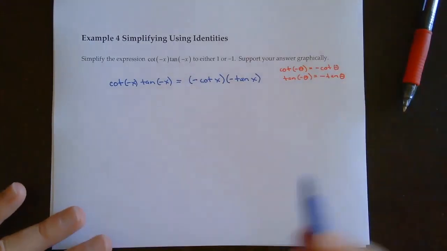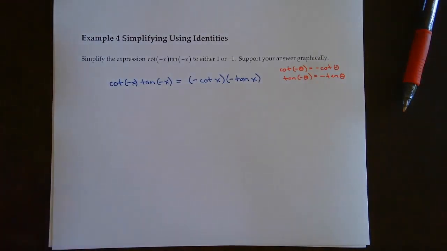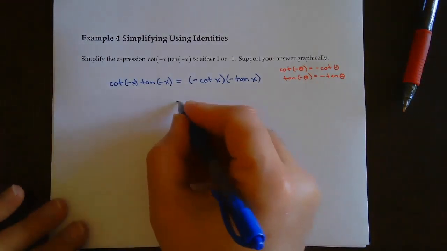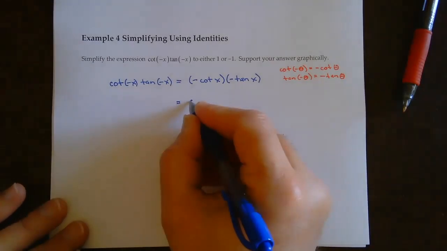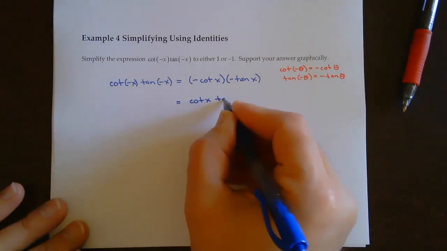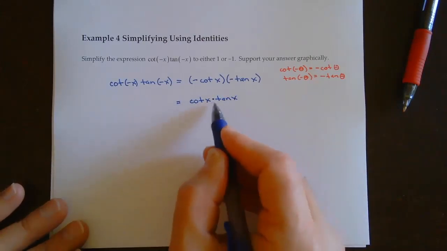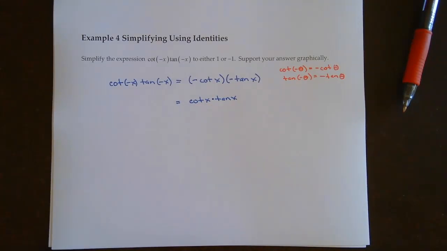Okay, so now I'm just going to do some math. What happens when we multiply a negative times a negative? It becomes a positive, right? So that makes this equivalent to cotangent of x times tangent of x. We don't have to put the dot here, but we're actually multiplying these. Okay, so where do we go from here?